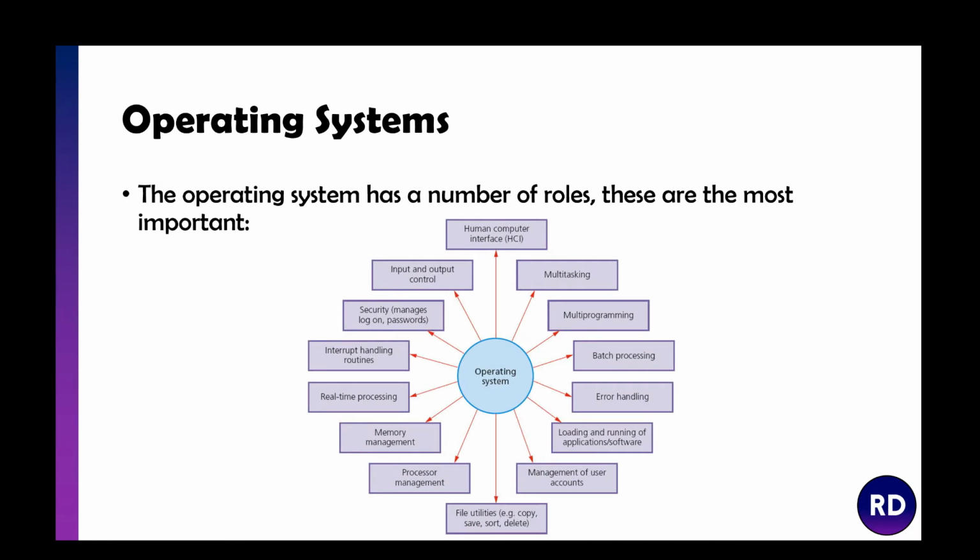Now, the operating system has a number of roles. It provides us a HCI, which is a human computer interface. It allows us as humans to talk to the machinery behind it all. It allows us to multitask, batch process, handle errors, run software, have user accounts, and save, copy and paste things. It manages our processor, the memory, security and the inputs and outputs. It does so many different things that you don't even realize.